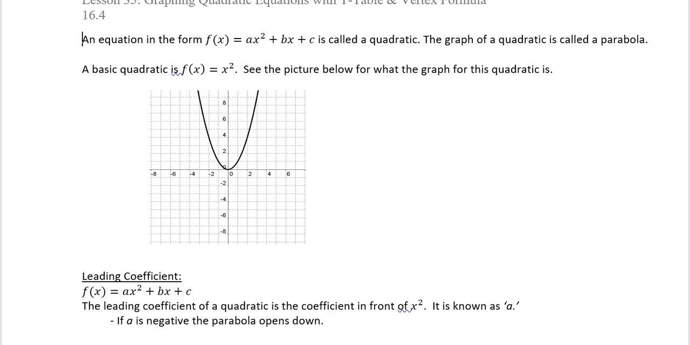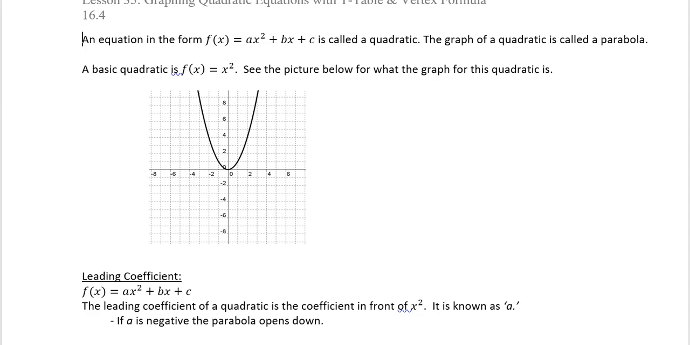Okay. So you'll see at the very top of the paper, the first line, it says an equation in the form of f of x equals ax squared plus bx plus c is called a quadratic. The graph of a quadratic is a parabola. So in a quadratic equation, you'll know it's quadratic because the highest power is 2. So you'll notice right after the equal sign, it says ax squared. So you know that the highest power is 2, and that's a quadratic equation.